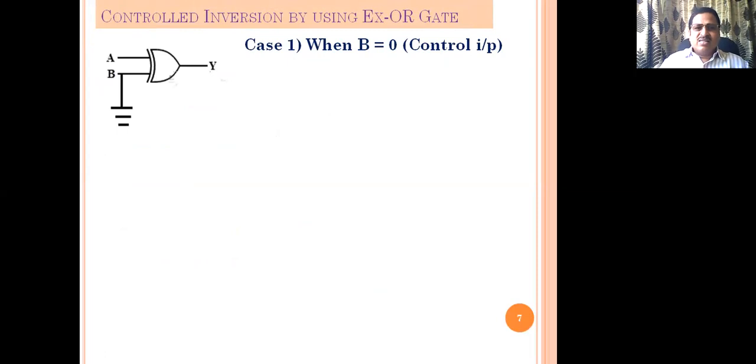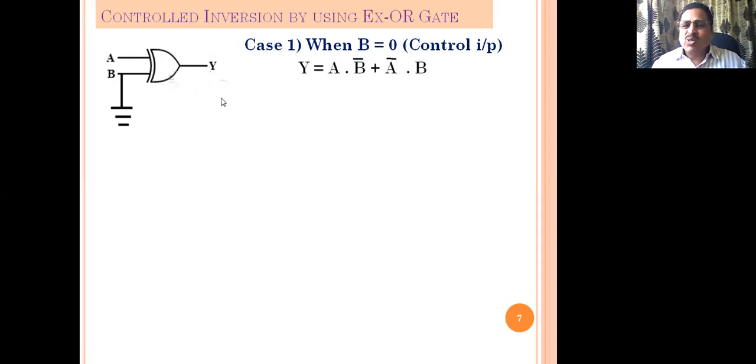In the first case, the inputs are A and B. Out of the 2 inputs, the second input is at a ground connection. In case of positive logic, we can take ground to mean logic 0. So B is taken to be 0. A can be either 0 or 1. Let us find what the resultant output will be for this 2-input XOR gate with one of the inputs, B, taken as a control input which is held at logic 0.